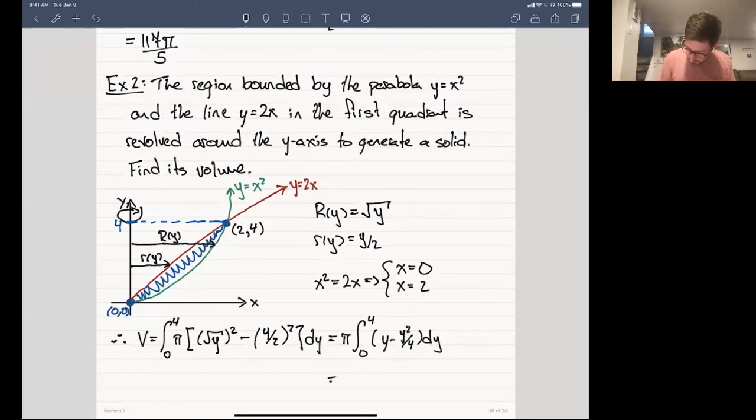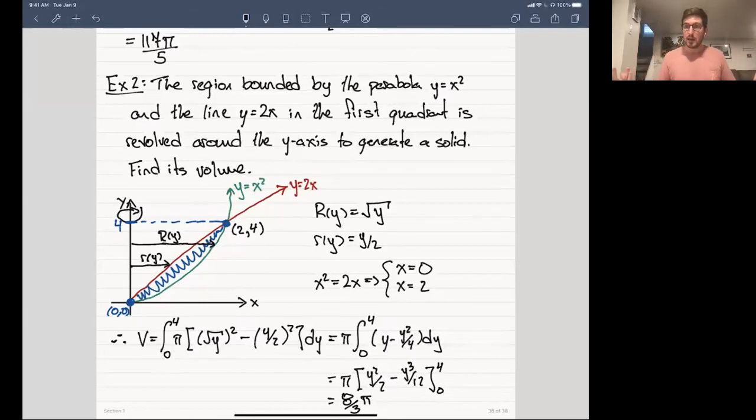So I get y squared over 2 minus y cubed over 12, all running from 0 to 4, which you can plug in those upper and lower bounds. And in this case, you get 8 over 3 pi. So again, the final answer isn't that exciting, right? There's nothing particularly special about 8 over 3 pi.